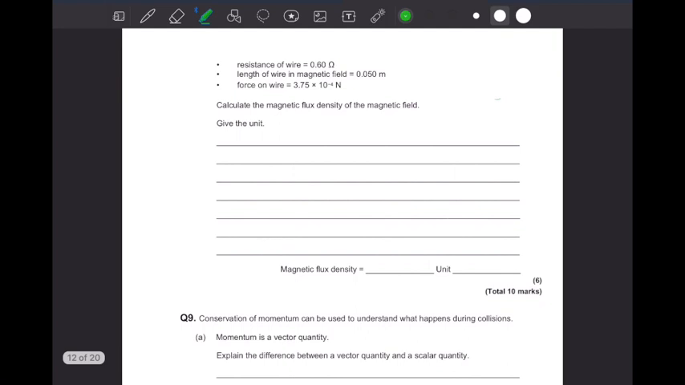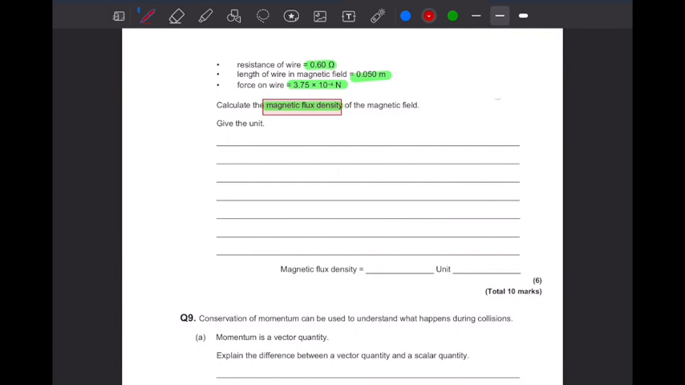Fortunately, we have to go to the next page. We've got the resistance of 0.6. We have got a length of 0.05 meters. And we've got a force on the wire of 3.75 times 10 to the minus 4 newtons. And it wants us to calculate magnetic flux density. So, luckily, there are not many equations that have magnetic flux density in them.